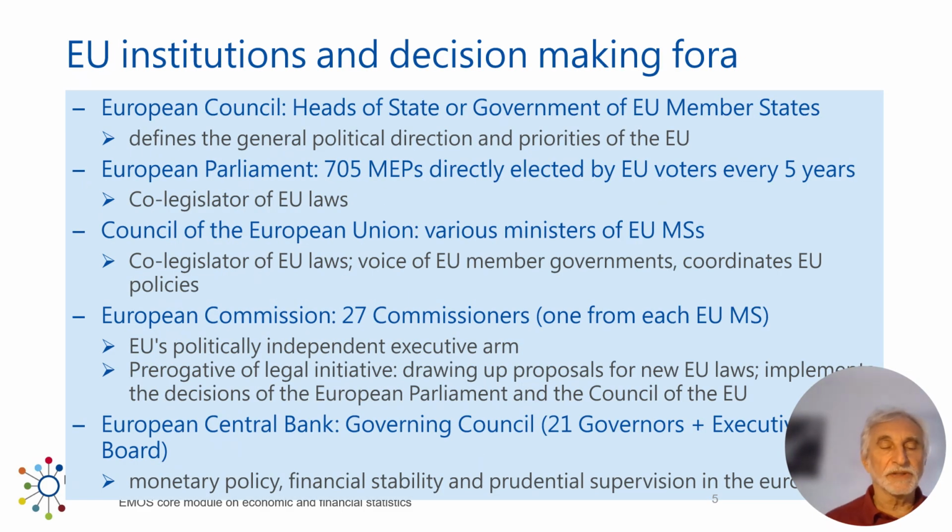As promised, a quick overview about the relevant institutions in this context. Relevant EU institutions and decision-making fora. Just to recall again a little bit the main players. So first of all, there's the European Council of Heads of State and Government of the EU member states. So those are the heads, the prime ministers or presidents, whatever they are called in the different countries. They define the general political direction and the priorities of the EU.